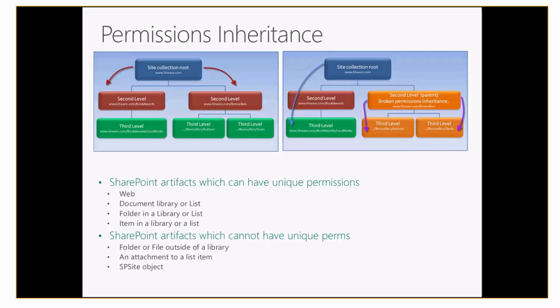So there are some artifacts that can have unique permissions, such as web, document library, folder in a library, or item in a library. And there are also some SharePoint artifacts that cannot have unique permissions, such as a folder and attachments to a list item or an SP site object.